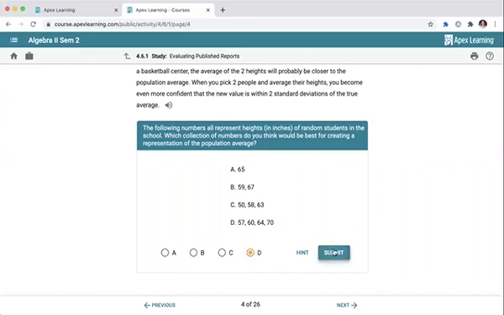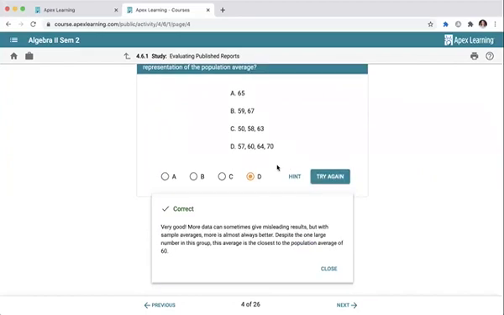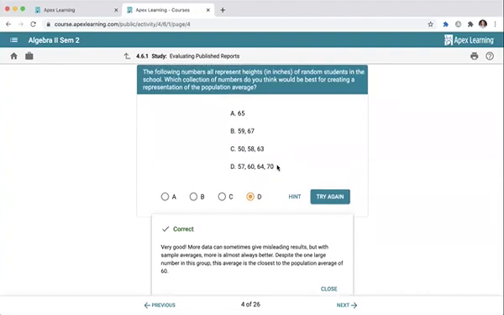And I would probably say value D here. It says, which do you think would be the best for creating a representation of the population average? The answer would be 4, because more data can sometimes give misleading results. However, when we're talking about averages, more is usually better. Even despite this one really tall person, the more data that we collect, the more likely we're going to be accurate.